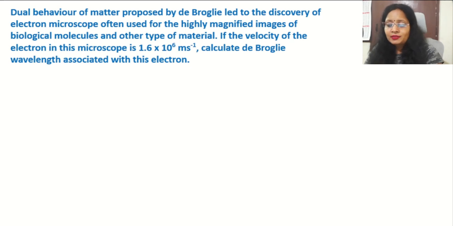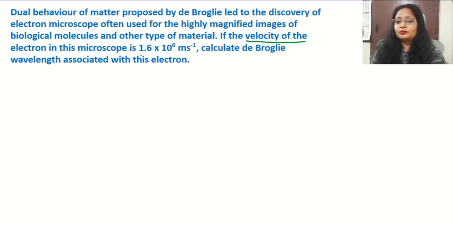Now friends, as we can see, the question looks very big, but actually it is a very small question. How? The first statement which is given is not part of the question, it is just a knowledge based statement. The question actually is: if the velocity is given, calculate the de Broglie wavelength. So we have the velocity and we need to find the wavelength.